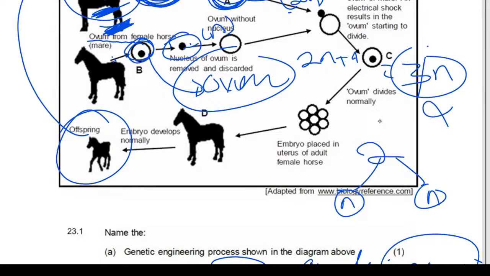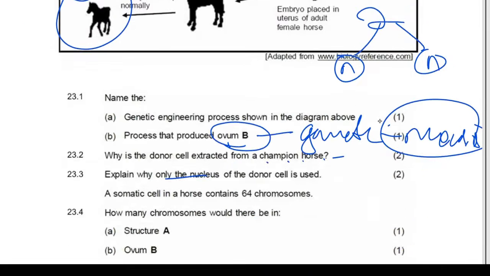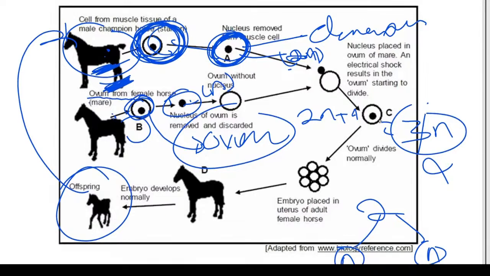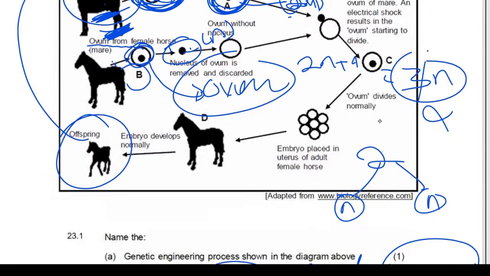So we only use the nucleus. Explain why only the nucleus of the donor cell is used: because first of all, the donor cell is diploid. And number 2, we want the characteristics of the donor cell, not this host B. You understand? Because we don't want anything related to host B. We only use its ovum to provide what we want. That's all.